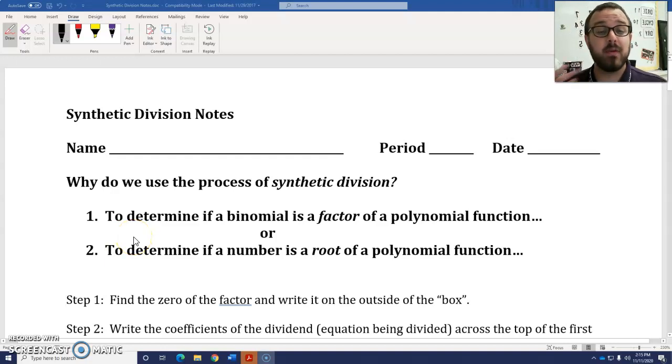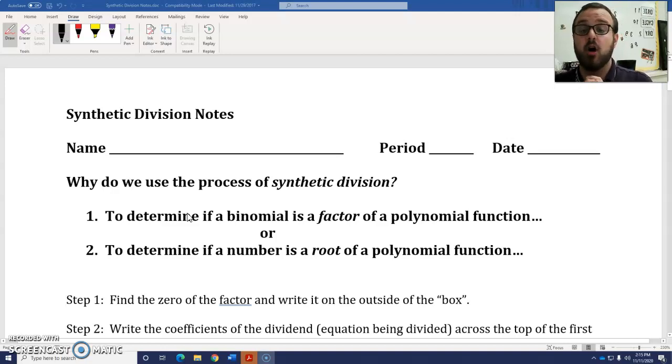So basically, when are we going to use synthetic division? The whole point of it is a great way to figure out if a binomial is a factor of your polynomial. Specifically, if you want to think of it easier, if you look at a number and you say, I want to know if this is one of the roots of this polynomial, this is a way to do that, okay?